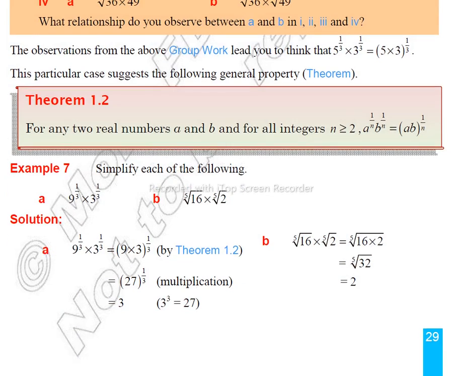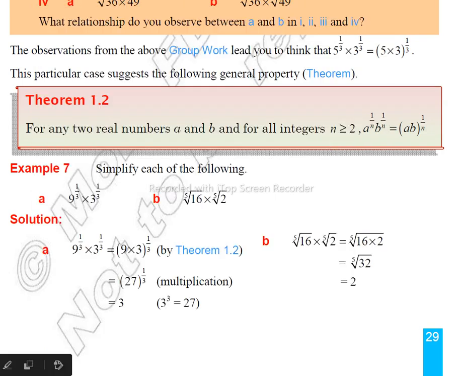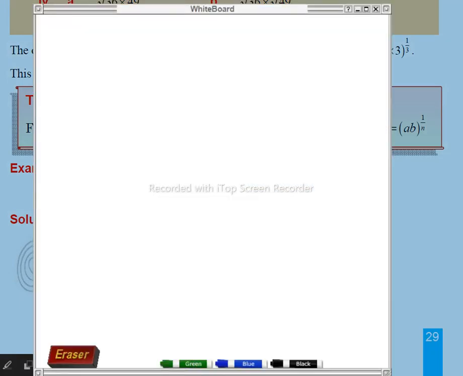Simplify each of the following. 9 to the power of 1 over 3 times 3 to the power of 1 over 3. Let us simplify this equation. First let us write the equation: 9 to the power of 1 over 3 times 3 to the power of 1 over 3.